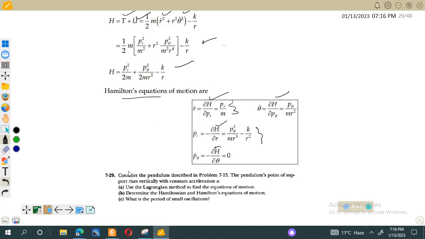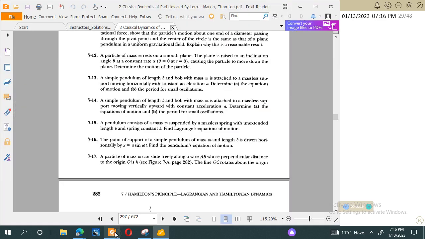In this lecture, we will discuss the solution for problem number 7.29. In this, consider the pendulum described in problem 7.15. We first look at problem number 7.15, which says that a pendulum consists of mass m suspended by a massless spring with unextended length b and spring constant k. Find the Lagrange equation of motion. So this was question number 15.